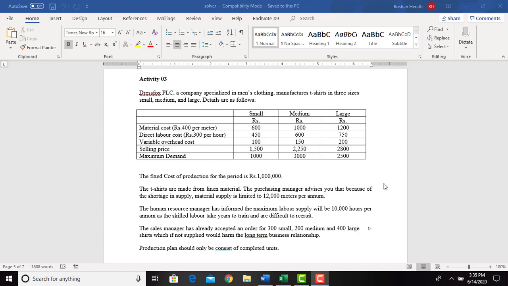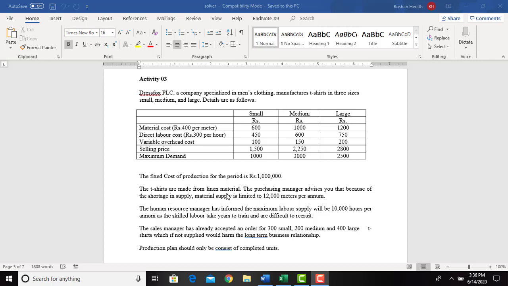The question says that Dress Fox PLC, a company specialized in men's clothing, manufactures t-shirts in three sizes: small, medium, and large. The details are as follows. You are given the details as usual. The material cost, the direct labor cost, the variable overhead cost, the selling price, and the maximum demand are given. So it is quite similar to the question we had discussed. Apart from that, you are given information on the fixed cost. In this question, the fixed cost is rupees 1 million for the period you consider.